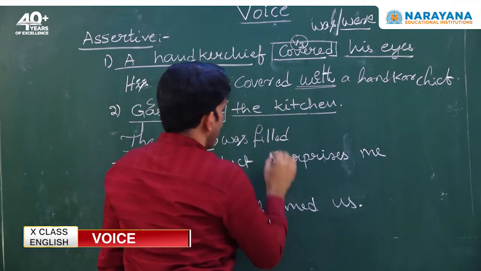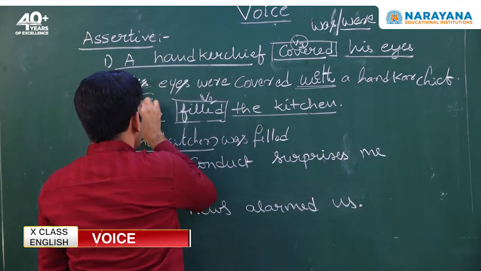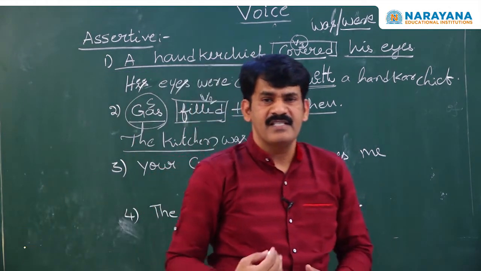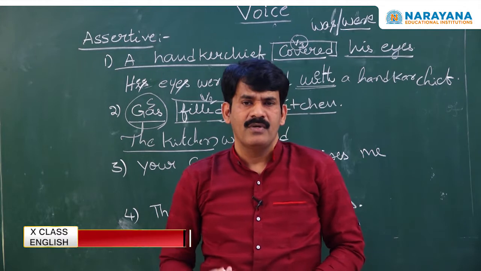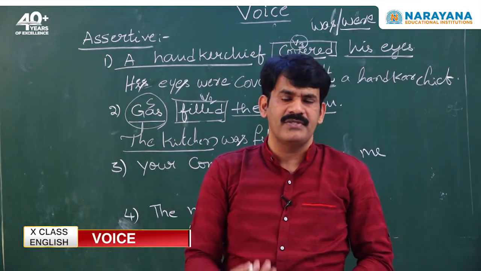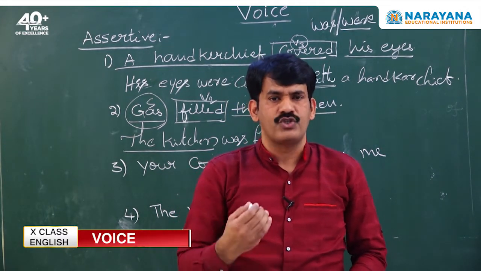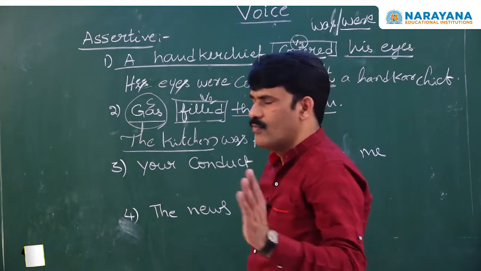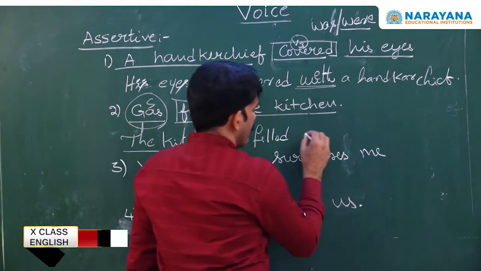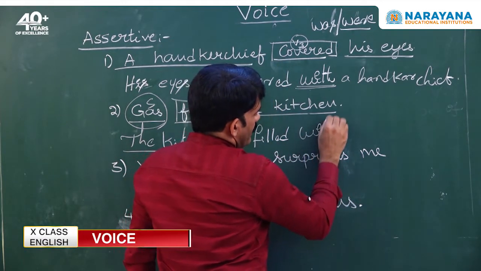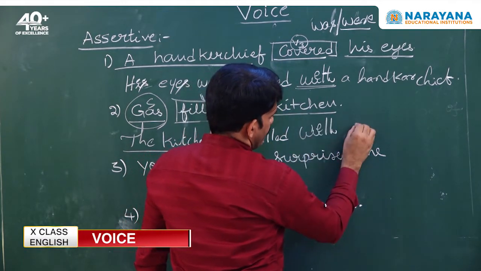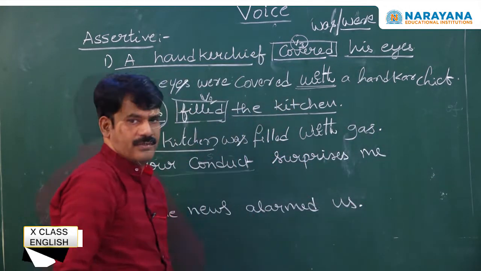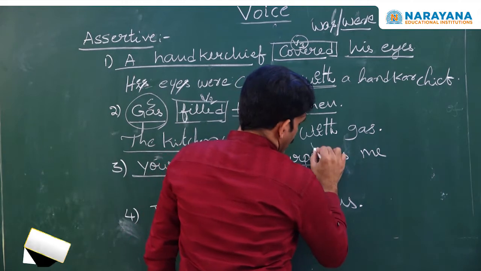Filled. Then what is the subject of the active voice? Gas. Gas is an agent. Is it a person or is it a means or an instrument? As it is a means, we generally take with rather than by. So, filled with gas. Filled with gas. This is the answer.